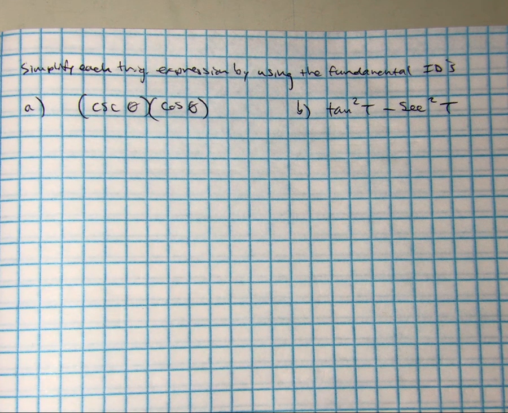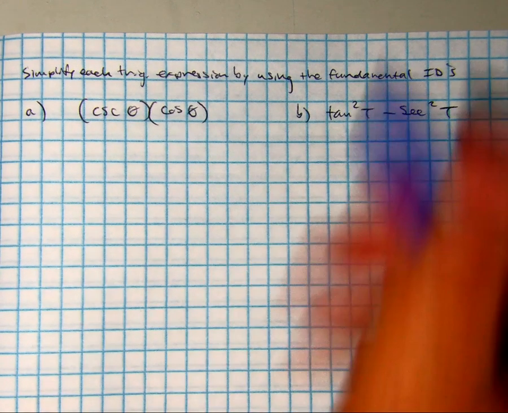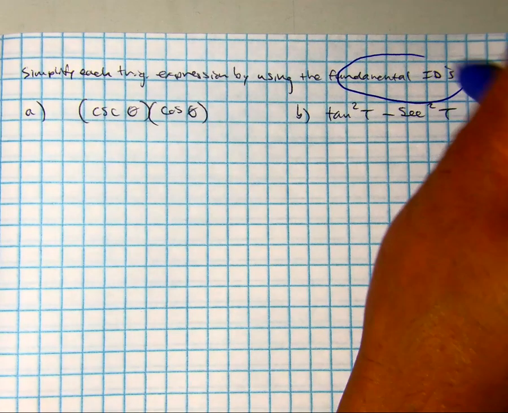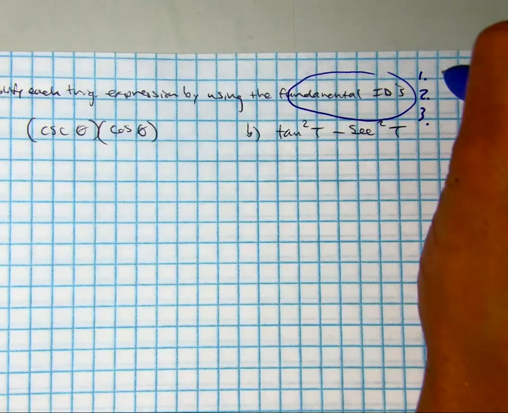Aaron, pick one, A or B. A. Before we do that, can you read the directions for us, Aaron? Yeah, simplify each trig expression by using fundamental identities. Aaron, name the 3 fundamental identities. Reciprocal identity, quotient identity, and Pythagorean identity.